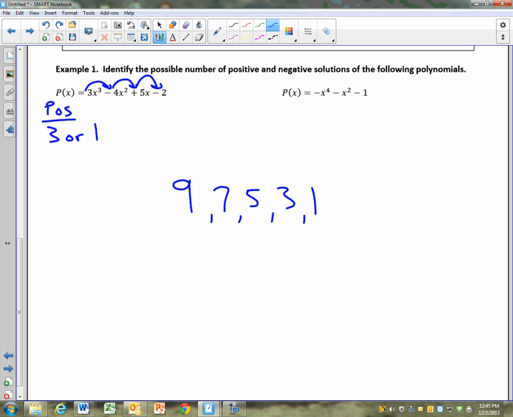Two or 0. Exactly. Let's say there were 2 sign changes, then it would be 2 or 0. Now here's the interesting piece: let's think about the negative. How many total solutions do you know there are to this polynomial? 3. Well, let's suppose that there's 3 positive, then how many negative ones are there going to be?